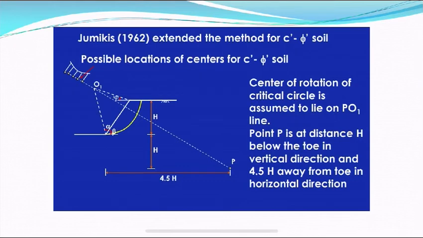When you draw the line, wherever it meets along the line, you check the different factors of safety, and the one which gives the least factor of safety is called the possible potential failure surface.